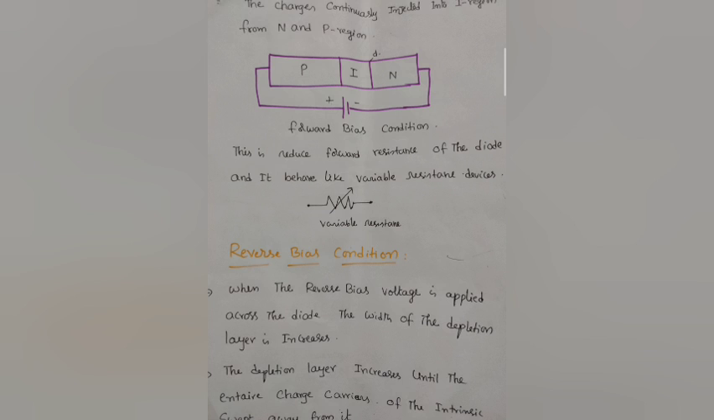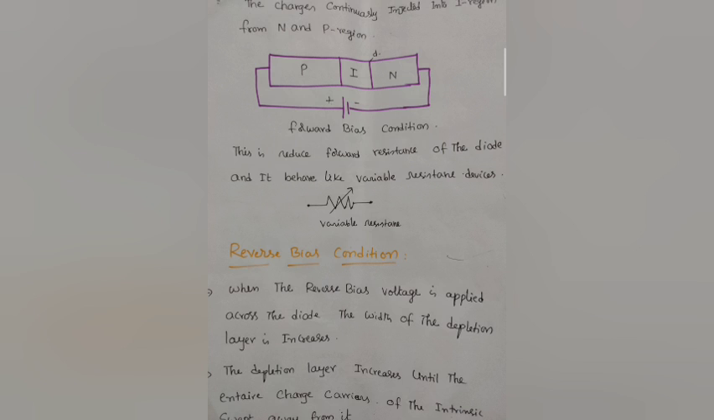So in the PIN diode, in forward bias condition, it acts as a variable resistor. The variable resistor symbol is noted in this slide. An arrow mark is indicated. The resistance is variable from one value to another.